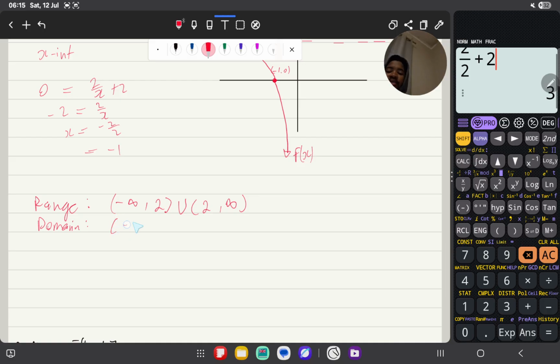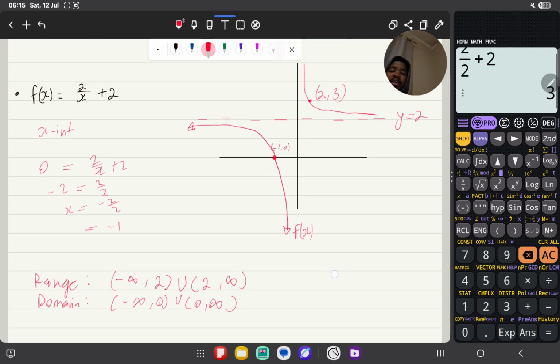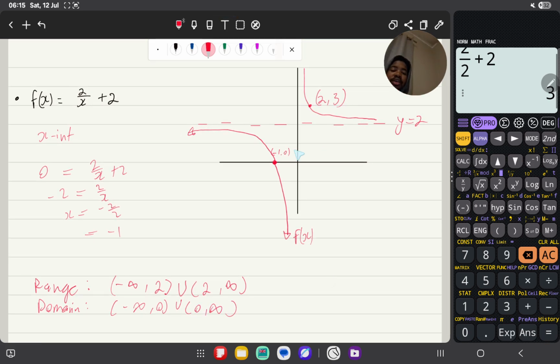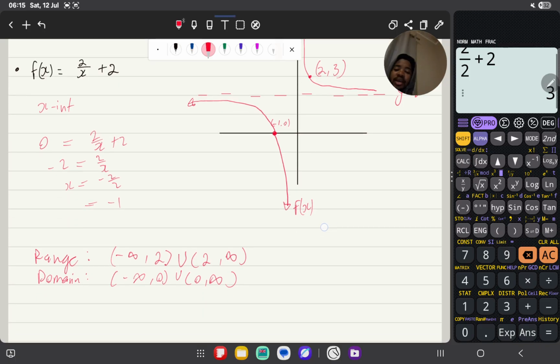domain will just be negative infinity to 0, union 0 to positive infinity. The reason I'm saying that is because any other x value is defined on this function except 0. As soon as we put 0 there, we get a math error, right? Also, let me try to show you guys for 2.